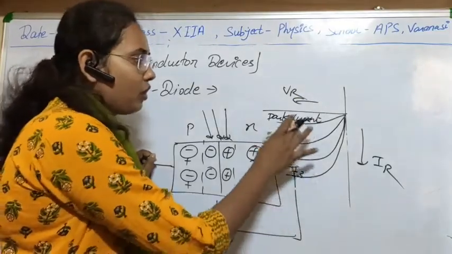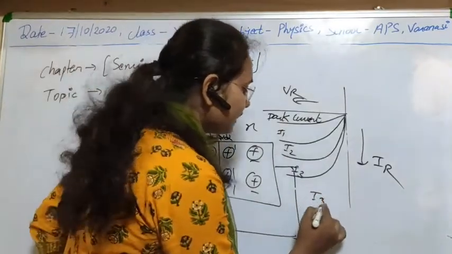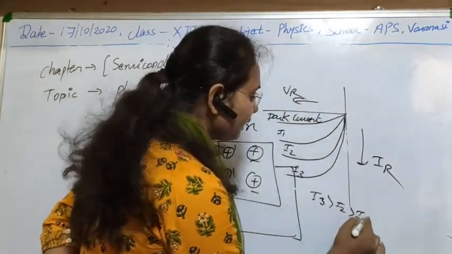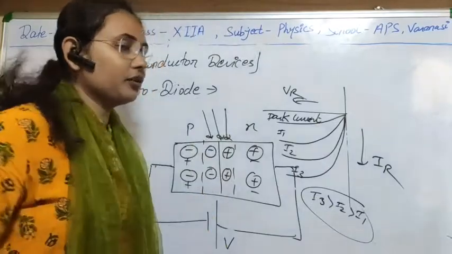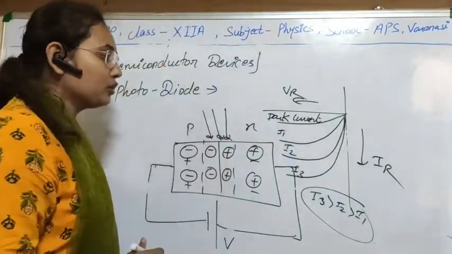So I think all the factors are clear to you. What is dark current? Here the intensity I3 is greater than I2, which is greater than I1. So this is the graph for the photodiode. Then first, what is the case here? I have already told you.